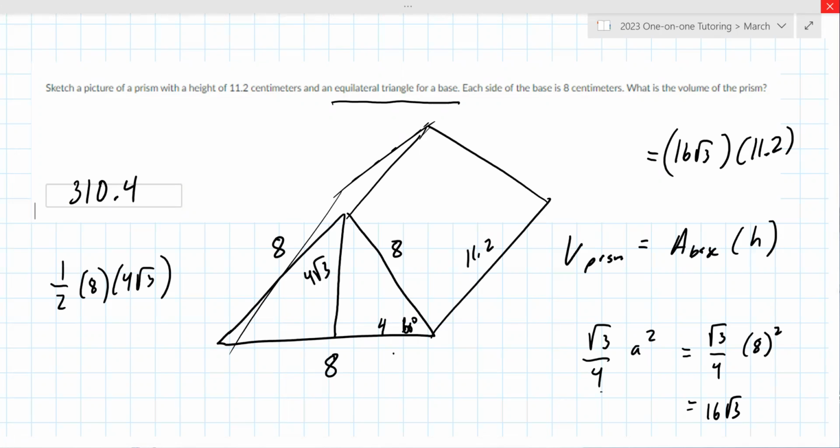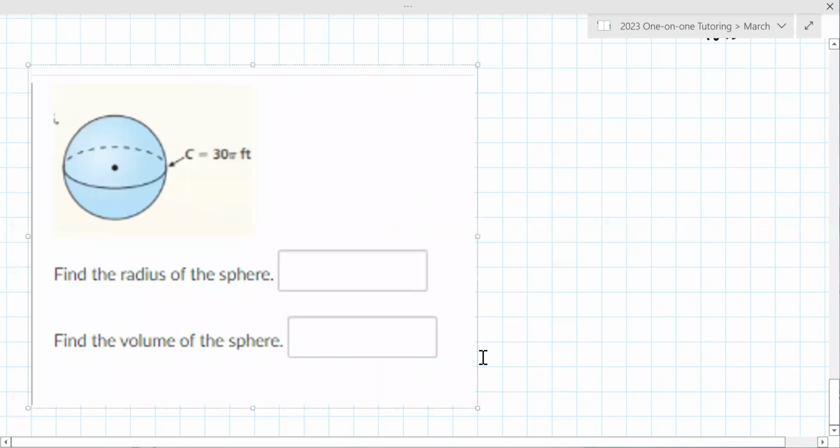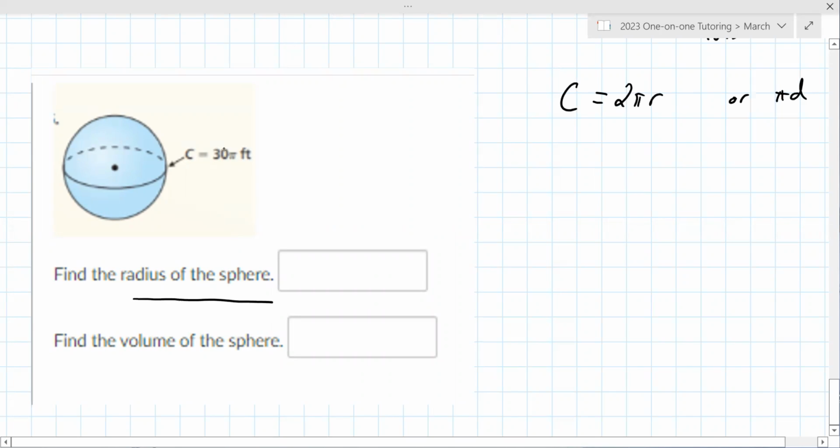Okay, so the next problem I'm seeing has a sphere. Does that look right to you? Yes. Okay. So this is one of those going-backwards problems. They want you to first find the radius of the sphere. They want you to recognize that there's a circle here. The formula for circumference is 2 pi r or pi times diameter. Maybe you've seen both. They're giving you the circumference. So they're saying the circumference is 30 pi, equals 2 pi r. So you're going to divide both sides by 2 pi, and your radius is 15 in this case.